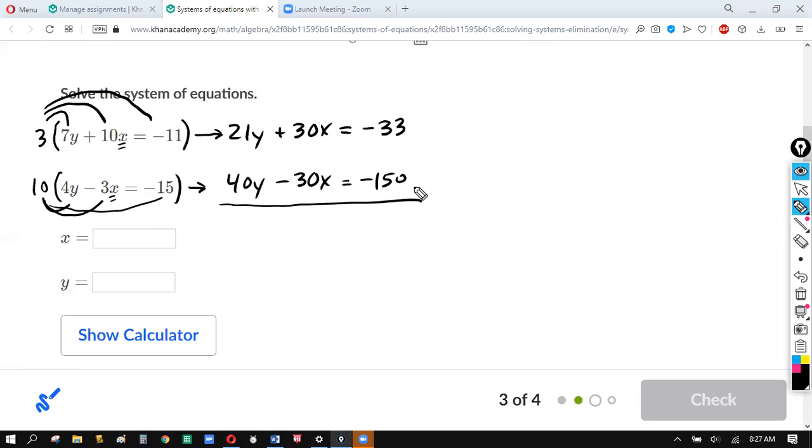Now, we can add or subtract the equations. You can see we have positive 30 and -30, so I am going to add these two equations. 21 plus 40 is going to be 61, and we still have the y. Plus 30x minus 30x, that's gone. And -33 plus -150 is going to give us -183. All right. Dividing both sides by 61, the 61s cancel, and y is going to be -183 over 61, and that's just -3.